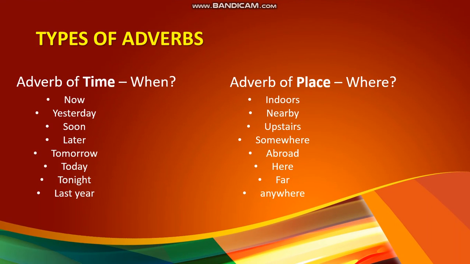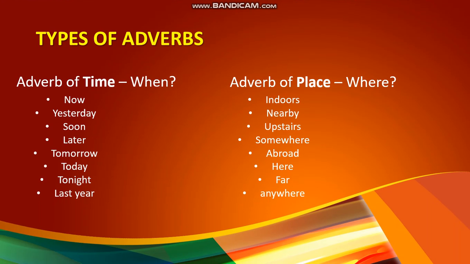Moving forward to a few more types of adverbs. Adverb of time. It gives the answer of when an action is done. Now, yesterday, soon, later, tomorrow, today, tonight, last year. Now, I can say I joined my last job last year. I exercised today. Okay, it is giving you the answer of when your action was done or when your action will be done.